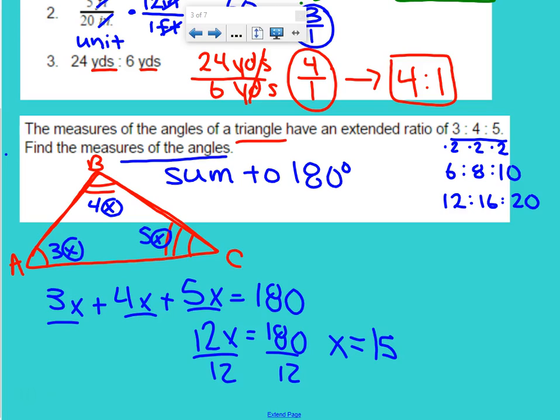Well, we don't just want to know what x is. We want to know what's the measure of each angle. So 3 times 15 is 45. So one measure is 45 degrees. 4 times 15 is 60. So one measure is 60 degrees. And 5 times 15 is 75 degrees. So our angles are 45, 60, and 75.